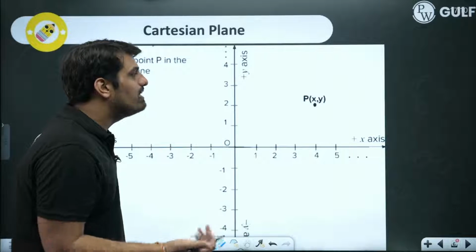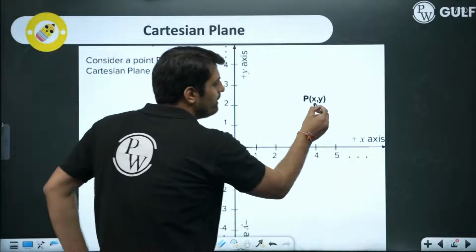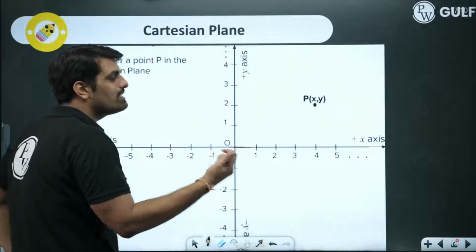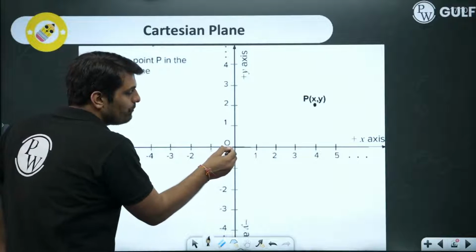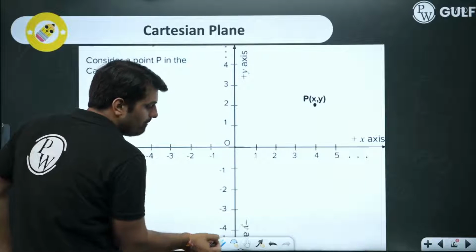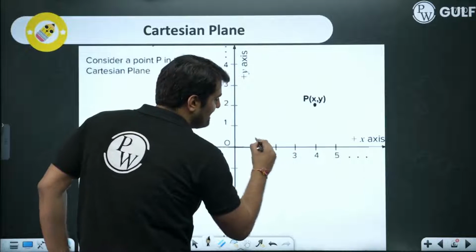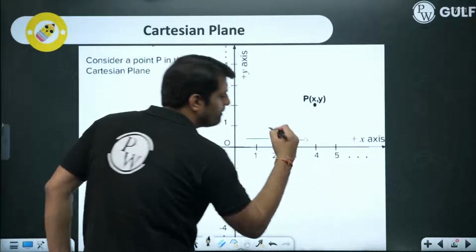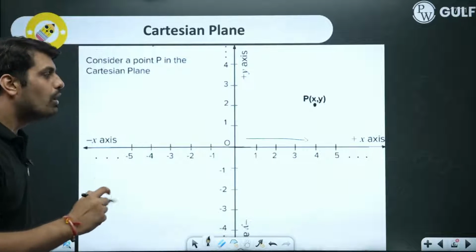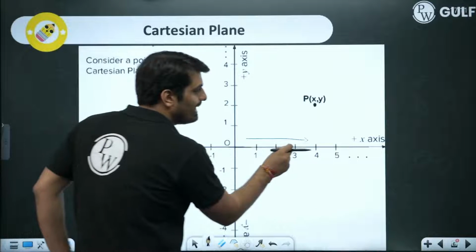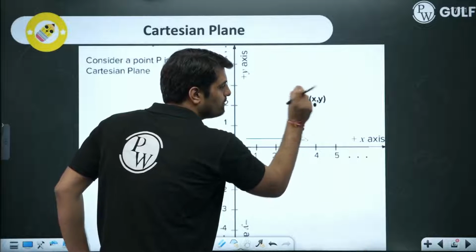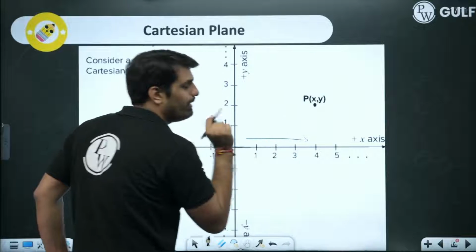Now, what we have learned in the previous grade: if we have a point P which is (x, y), how does it occur over here? First of all, we'll be moving on the horizontal axis, that is the x-axis. First movement should always be on the horizontal axis. Always we have to move on the horizontal axis, whatever the x coordinate is. So x unit movement we have made over here.